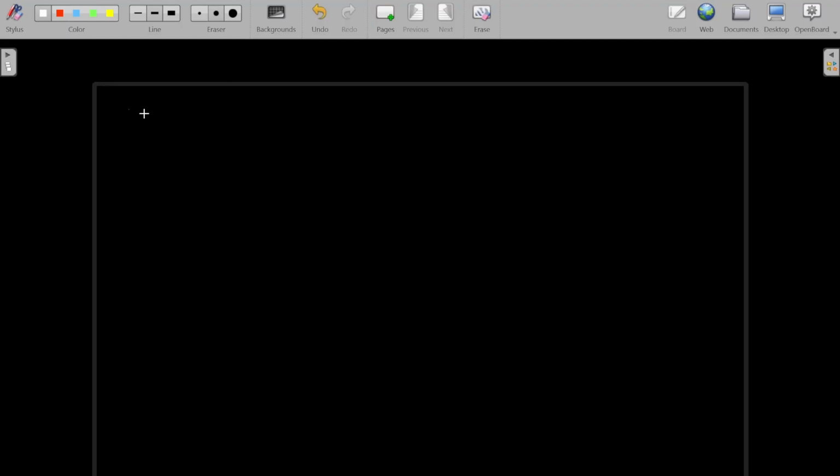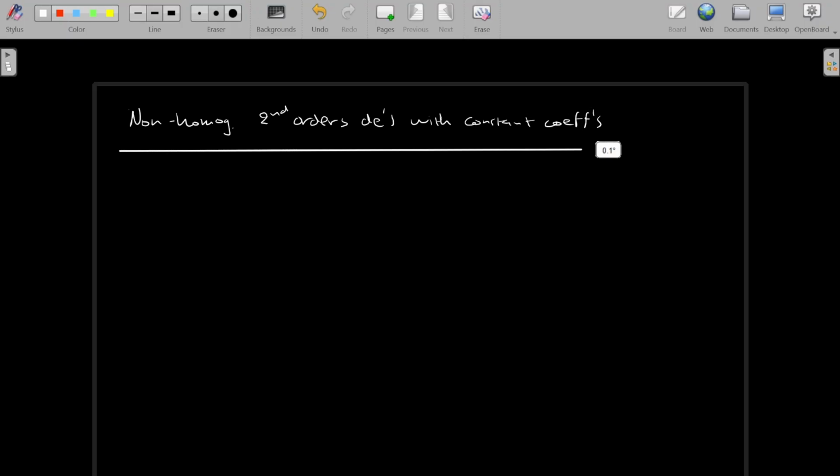Non-homogeneous second-order differential equations with constant coefficients again. So we have non-homogeneous second-order equations with constant coefficients again, because we weren't done.